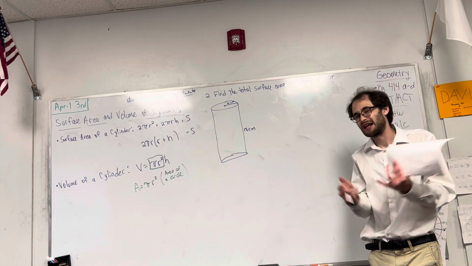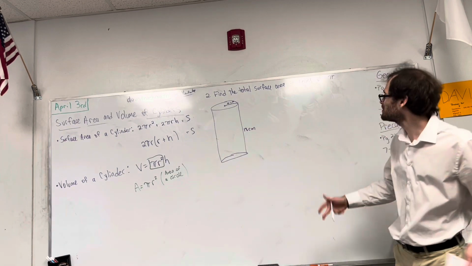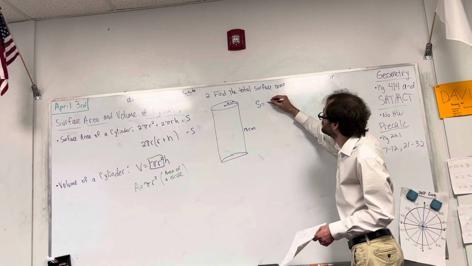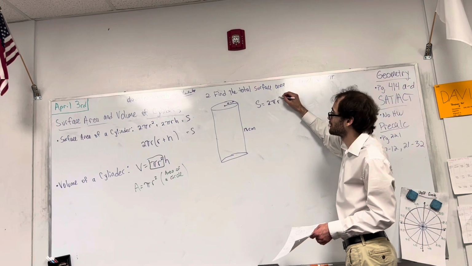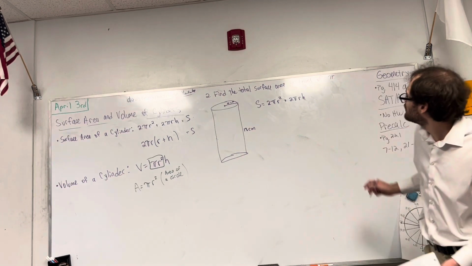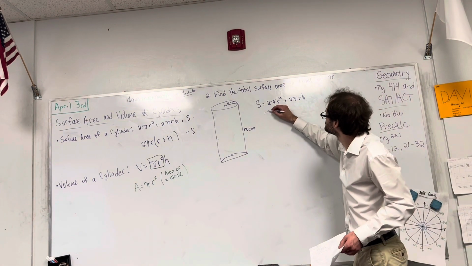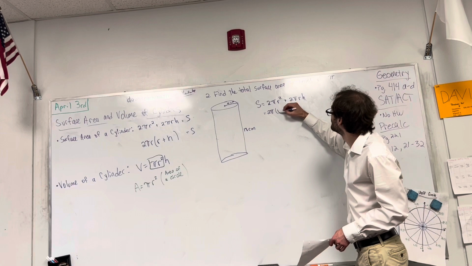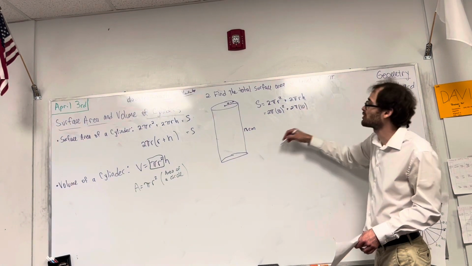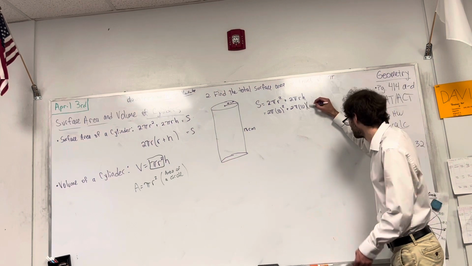Again, this one's just kind of plug and chug. Make sure you know how the formula works. S equals 2 pi r squared plus 2 pi rh. I definitely know the radius. That is 10, so we've got to square that, multiply by 10 here, and of course the height is 18.